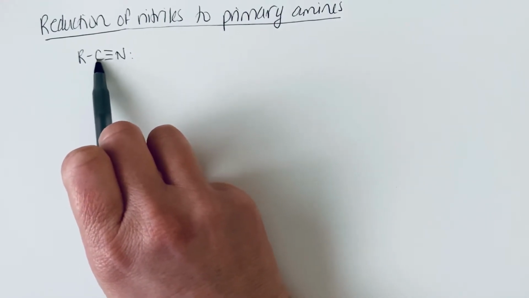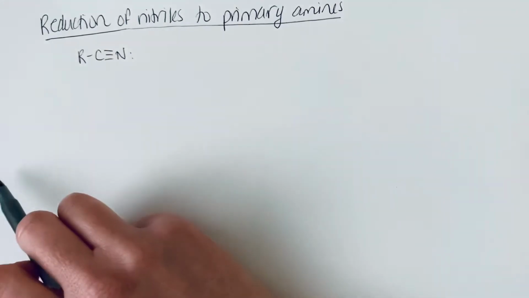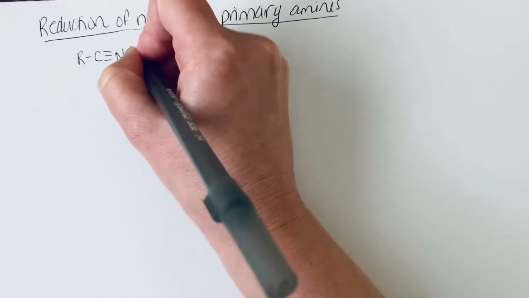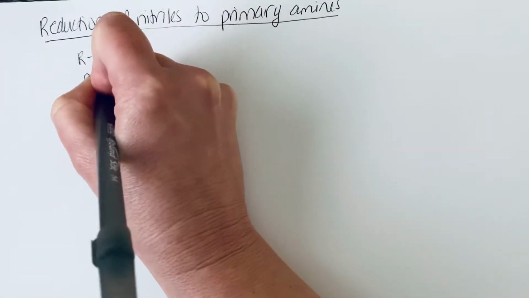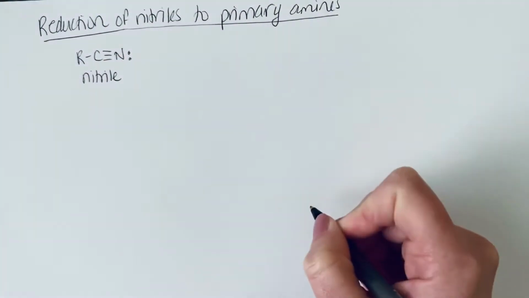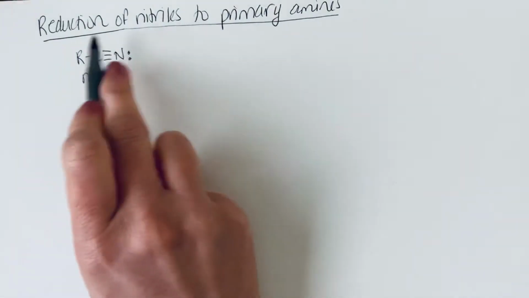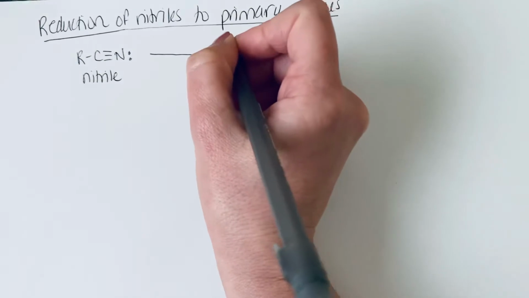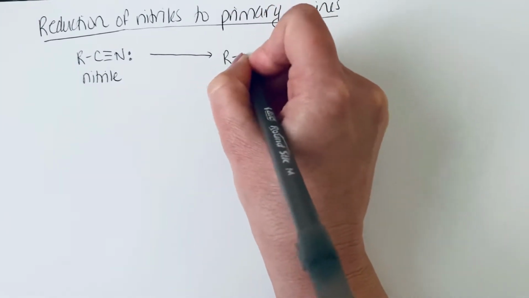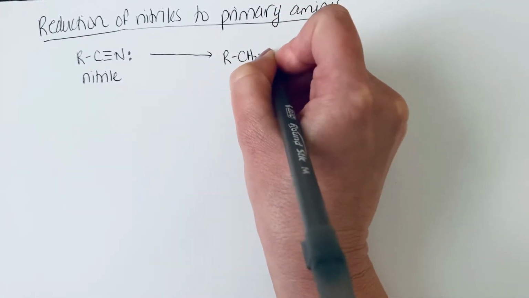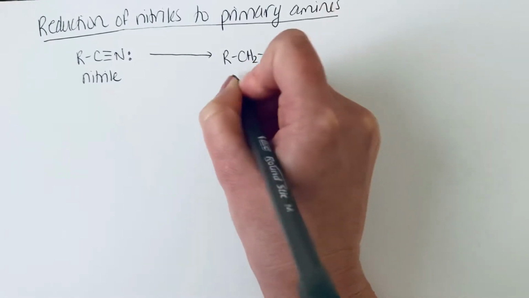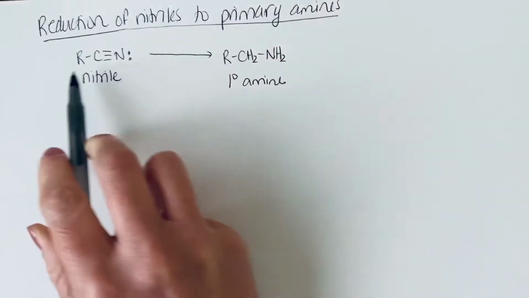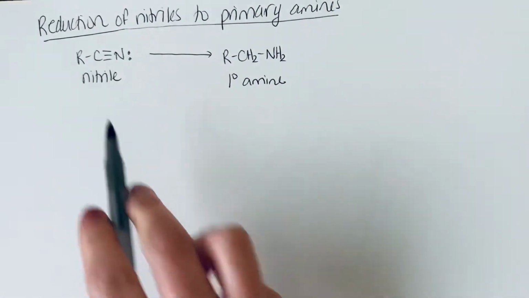And we can see that by the fact that it's a carbon with 3 bonds to an electronegative atom, just like your carboxylic acid derivatives. Okay, so this is a nitrile. And so what we're taking a quick look at in this video is the reduction of a nitrile to give a primary amine. So let's go ahead and draw the structure of the primary amine. This would be the primary amine that you would get if you hydrogenated this nitrile.